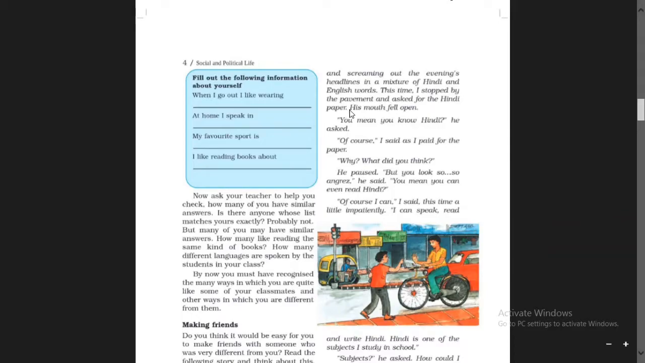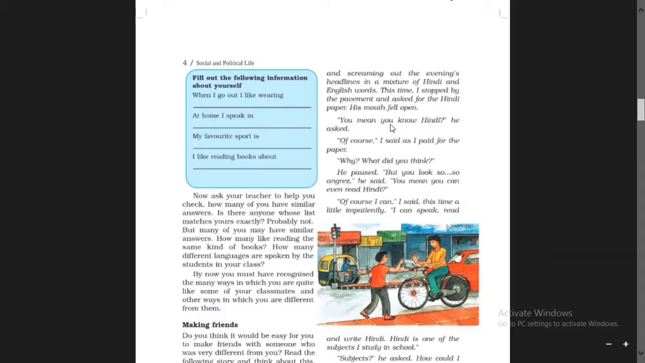Okay. So I stopped by the pavement and asked for the Hindi paper. I asked him to give me a Hindi paper. His mouth fell open, as it was said by me to give a Hindi paper, his mouth fell open.